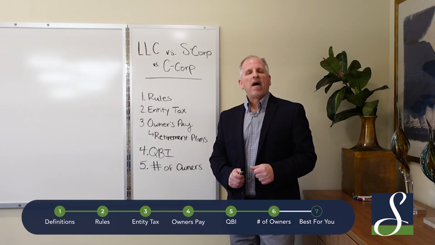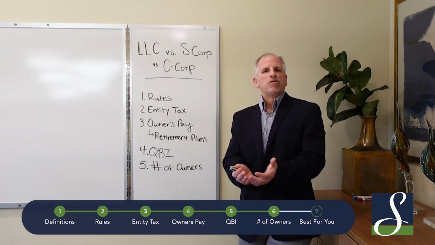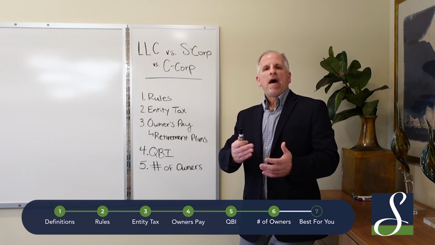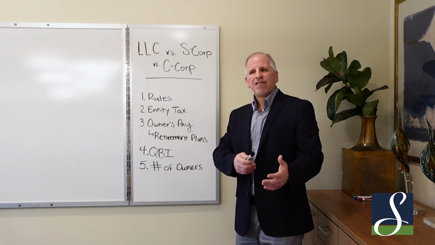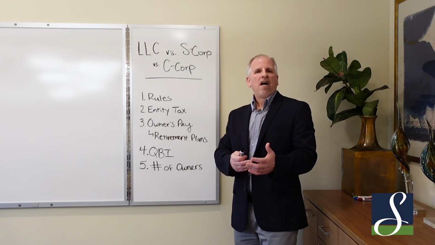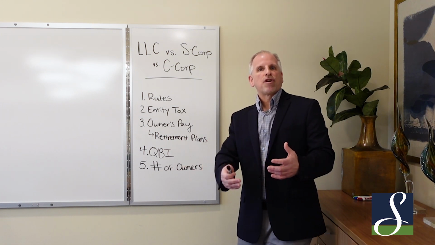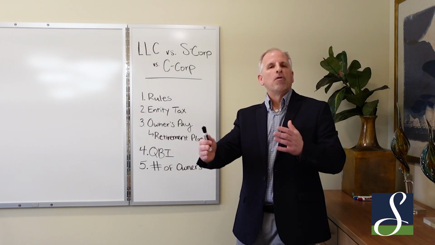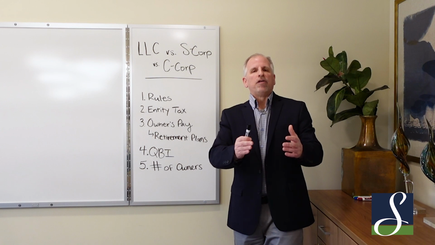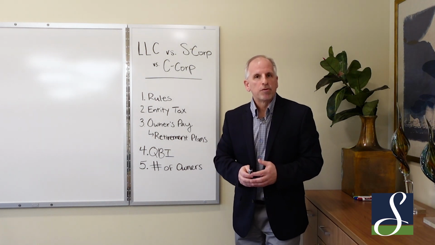Last one on the list, number 5, number of owners. Depending on how many people are involved in it with ownership in the company, that's another factor that you need to take into consideration. Depending on the entity choice, there's flexibility and rigidity based on how many owners you have. If it's a single owner, it's a little bit easier structure than if you have multiple owners. Multiple owners, you just have to be careful. If it's an S-Corp, there is some rigidity that you really need to be following in terms of ownership percentage.